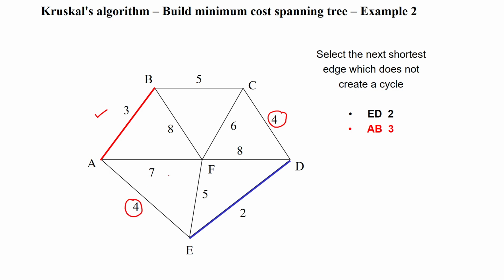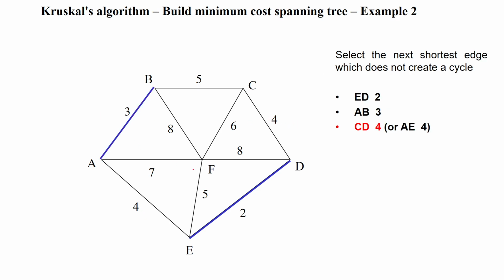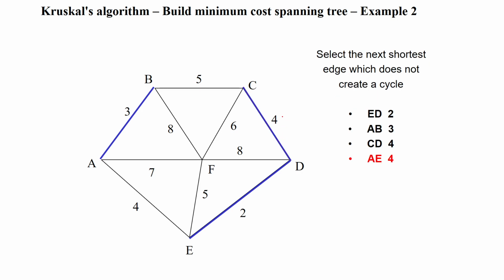Okay, A and E, and the distance between C and D. So you can select any one of the edges between these two. So now first, we will select C and D. We have to check whether any cycle is forming due to adding this edge into the forest. No, it is not creating any cycle. So we can select this edge and add it into the forest. So now we have added that edge into the forest.